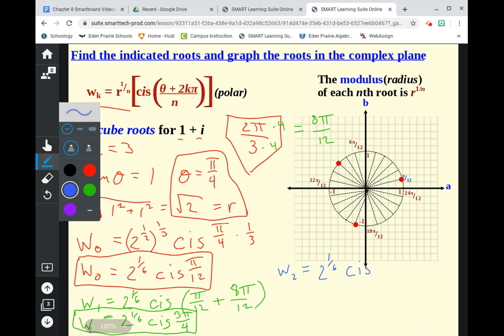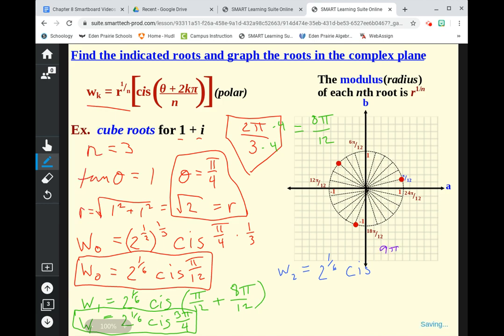12. Again, I need a common denominator. If I get a common denominator, I'm going to have 3 pi over 4. I'll get a common denominator with 12, so I'll multiply top and bottom by 3. That gives me 9 pi over 12. All I do is get a common denominator here by multiplying top and bottom by 3. 9 pi over 12. And then I'm going to add home plate plus 8 pi over 12.